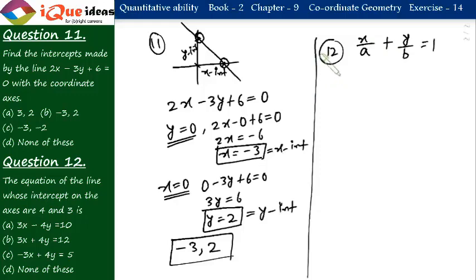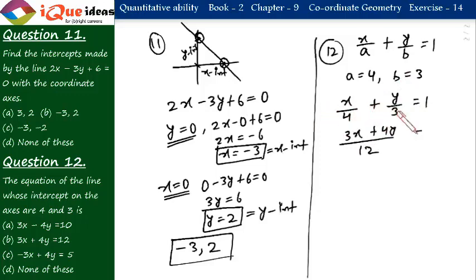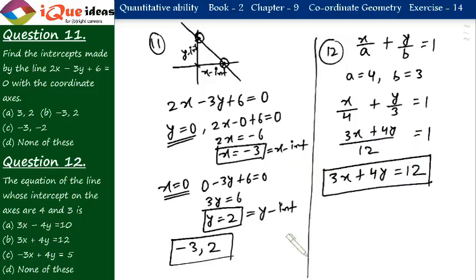In this question, we'll assume the first one to be the x-intercept, so a is equal to 4, and the second one to be the y-intercept, so b is equal to 3. Just put it in the formula, you'll get x upon 4 plus y upon 3 equal to 1. LCM 12, so we will have 3x plus 4y upon 12 equal to 1. So it is 3x plus 4y equal to 12. This is the required equation of the line. That is option B. Okay.